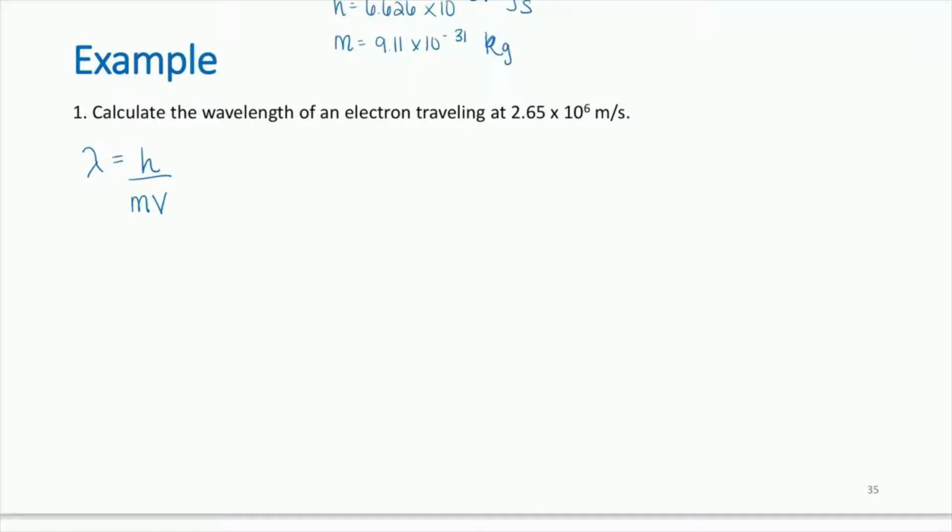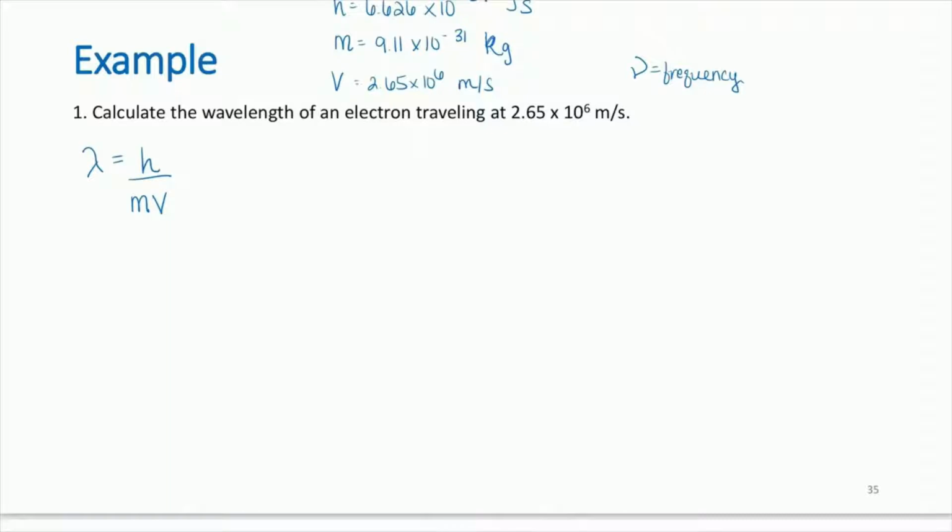You don't have to know the mass of the electron. On an exam or quiz, I would give it to you. Since this is additional work outside of class, you guys can look that up. And your velocity, remember v is velocity, nu is frequency. They look very similar in font. 2.65 times 10 to the 6th meters per second.